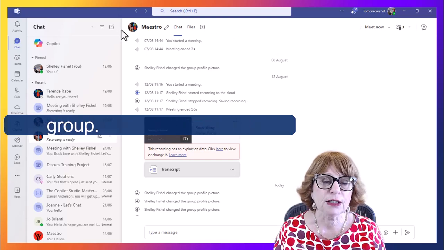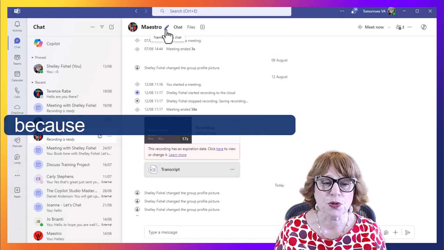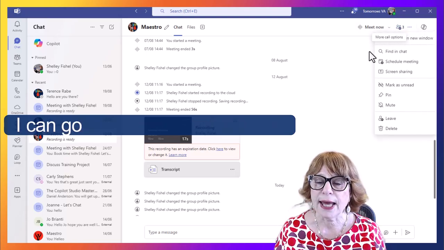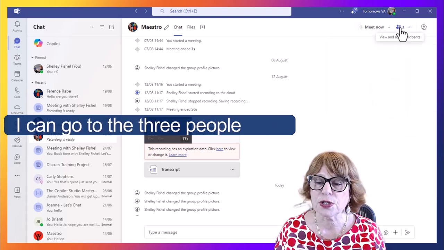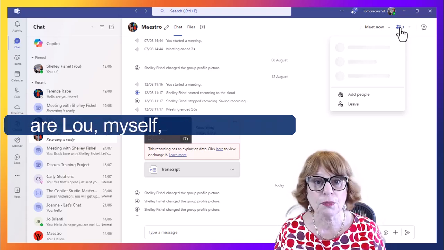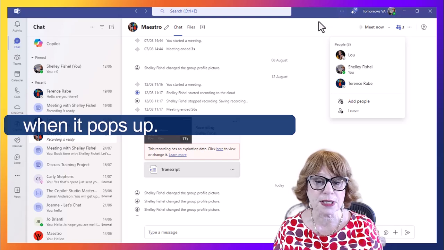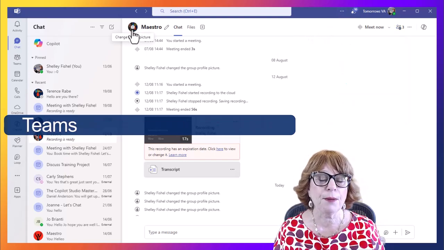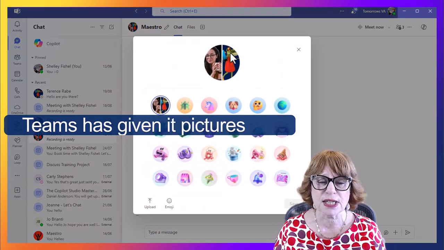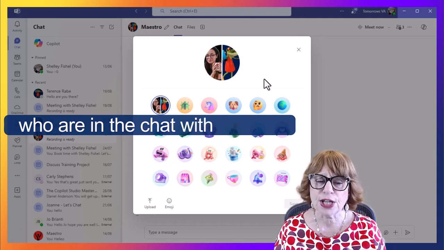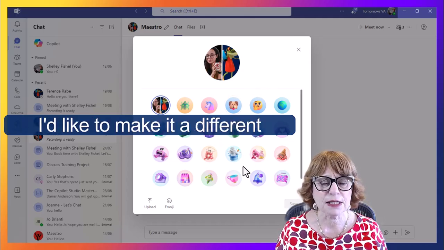So here I've got a little group. It's called Maestro because you can rename it here. I can see who the members are. I can go to the three people here, and I can see that the members are Lou, myself and Terence when it pops up. Now I want to change the picture because Teams has given it pictures, our pictures, so the other two people who are in this chat with me, and I'd like to make it a different picture.